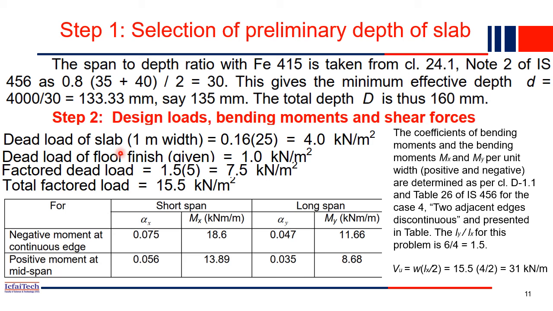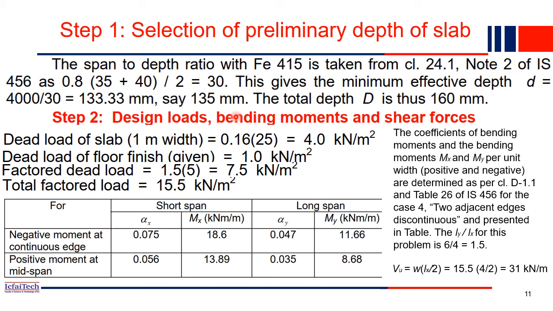The dead load from the floor finish is given to us in the question. It is 1 kN per meter square. So total dead load will be 4 plus 1 is 5 kN, multiplied by 1.5, the partial safety factor, right? So we'll get 7.5 kN per meter square as the factored dead load. And the live load, the imposed load, is also given to us, 8 kilonewton. So 8 plus 7.5, the total factored load is 15.5 kilonewton per meter square. So the total design load is this much.